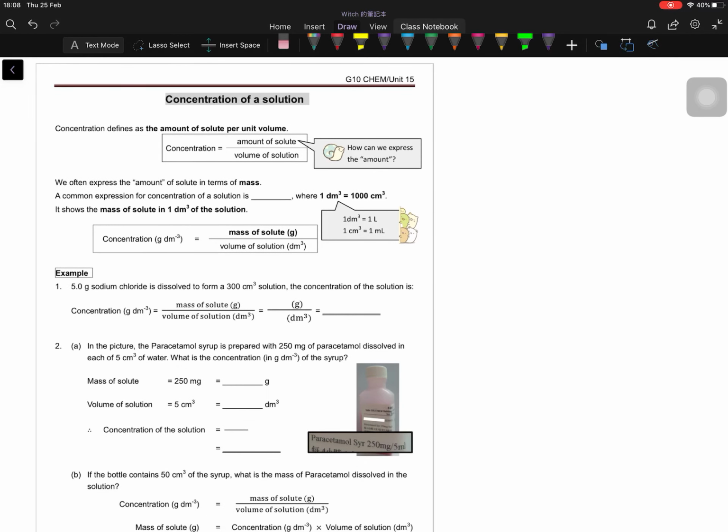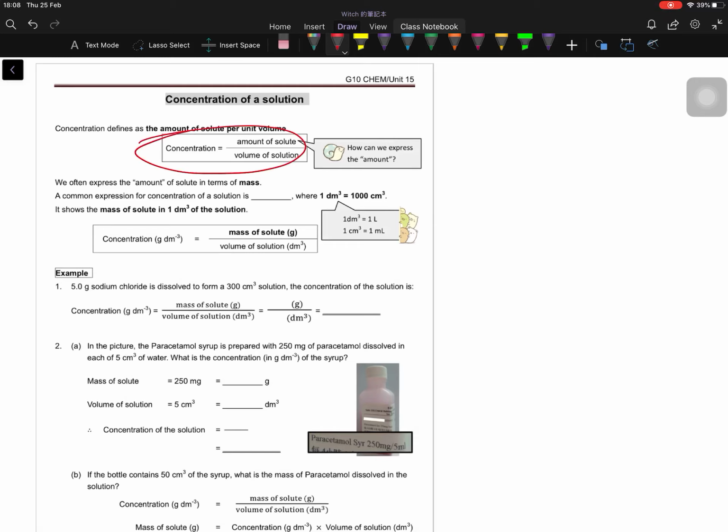Okay, so this is unit 15, and in this unit we are going to discuss concentration. We know that we have concentrated acid and dilute acid, but how can we distinguish them in a numerical way, how concentrated the acid is? Before we go further, let's define how we can understand the meaning of concentration.